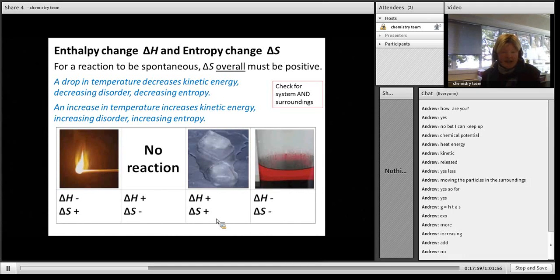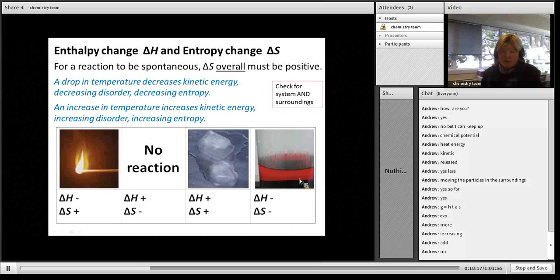So if I've got an endothermic reaction, but I've got a positive entropy change, the reaction is possible at the right temperature. So you know that ice will melt above 0 degrees. If it's 100 degrees, you know ice will melt. But if it's minus 100, you know ice won't melt.